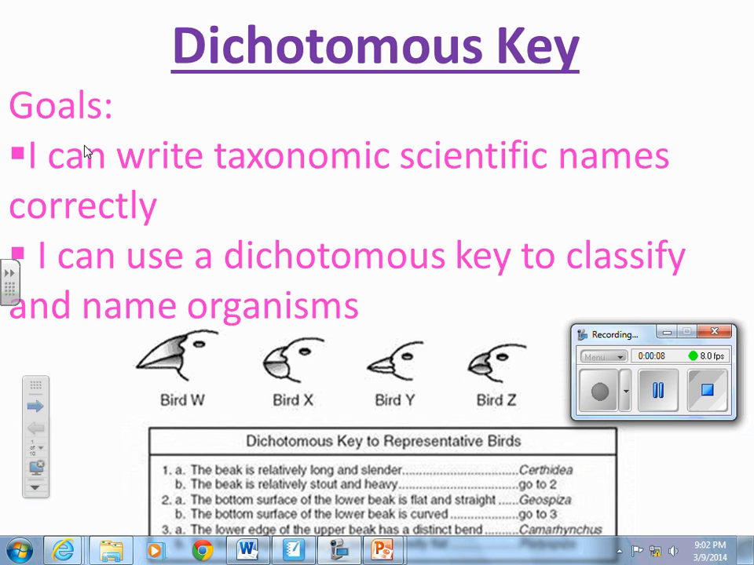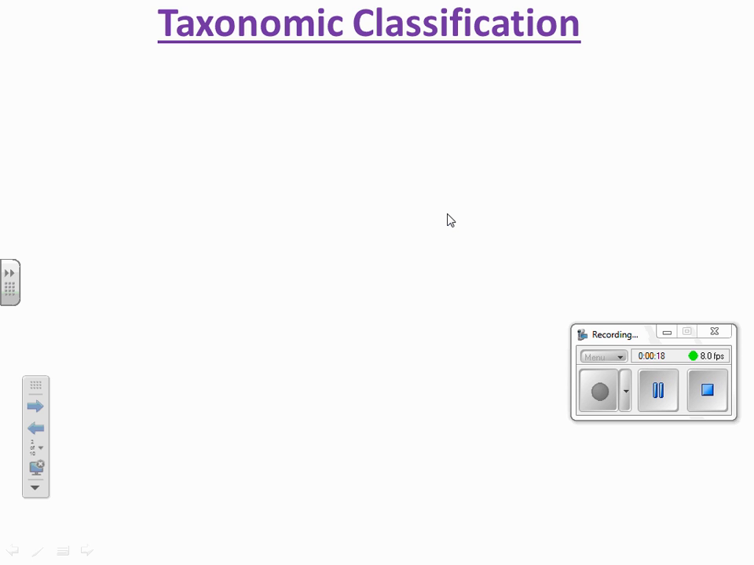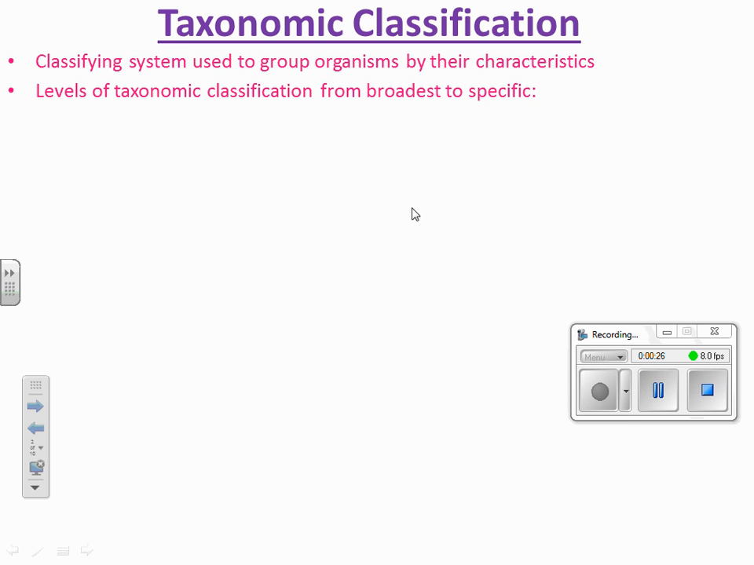Your goals for today are that you can write a taxonomic scientific name correctly, and that you can use a dichotomous key in order to classify or to name an organism. Taxonomic classification is just a classifying system used to group organisms based on their characteristics.